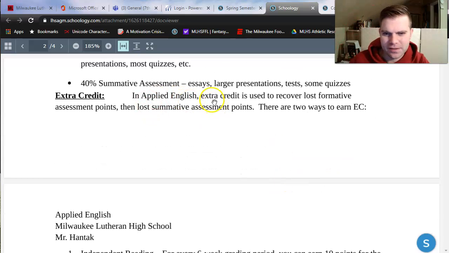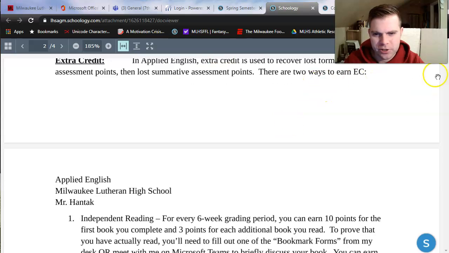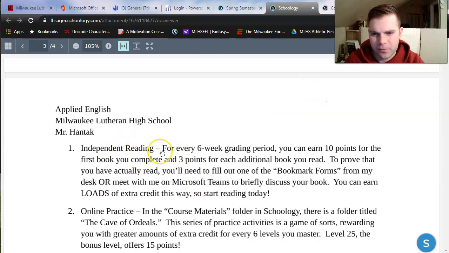Extra credit works exactly the same, so there are two ways to earn extra credit in our course. Independent reading is one of those things. So every 6 weeks you can earn 10 points for the first book you complete, an additional 3 points for each additional book you read. For those of you who are in person, you'll need to fill out one of the bookmark forms that are on my desk. Or, especially if you are virtual, you'll want to meet with me on Microsoft Teams to briefly discuss your book. Again, it resets every 6 weeks.